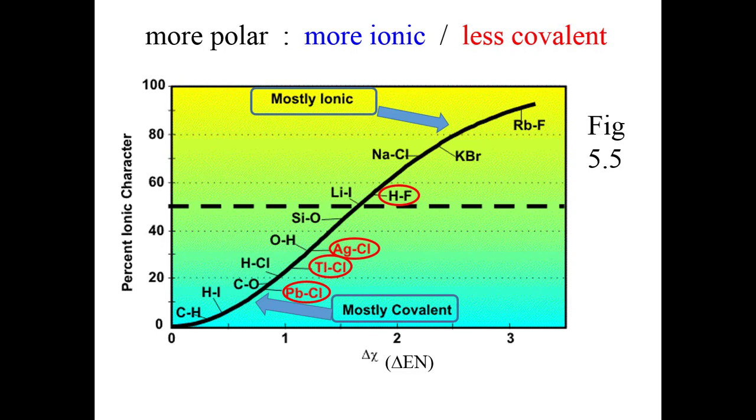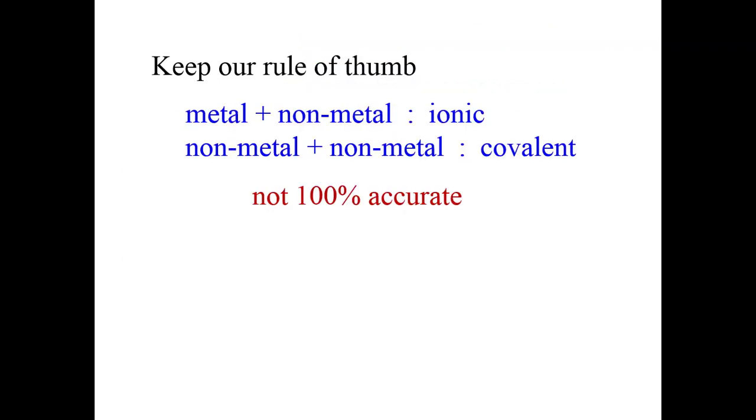Do we need to remember these exceptions? No. We are going to keep our rule of thumb. If we have a metal and a nonmetal, we will still consider it an ionic bond, even though there may be a considerable amount of sharing. If we have two nonmetals, we will still consider it a covalent bond, even though there may be significant polarity. We just have to be aware that this distinction is not 100% accurate, and that all bonds lie somewhere on the continuum.